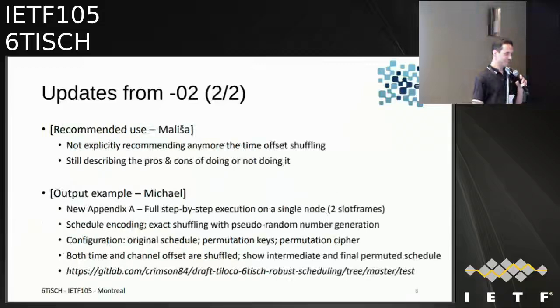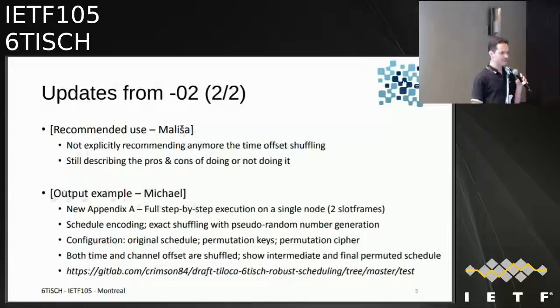Malisha also recommended to relax a little bit a recommendation we had in the previous version, where we were saying it's just recommended to shuffle not only channel offsets, but also time offsets, since in some use cases or networks it can make sense to not do that for the sake of network performance, especially in the multi-hop context. We removed the recommendation, so we are now just describing the two possible shufflings and the pros and cons of doing or not doing time shuffling.